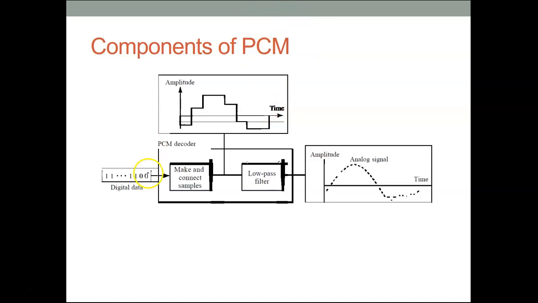You can use PCM also to convert digital data into an analog signal by using low pass filters. So I have the digital data, I draw it with multiple levels, and then I convert it into an analog signal at the end.